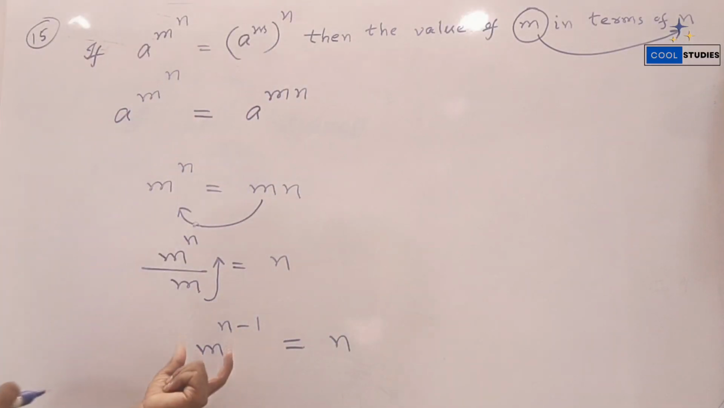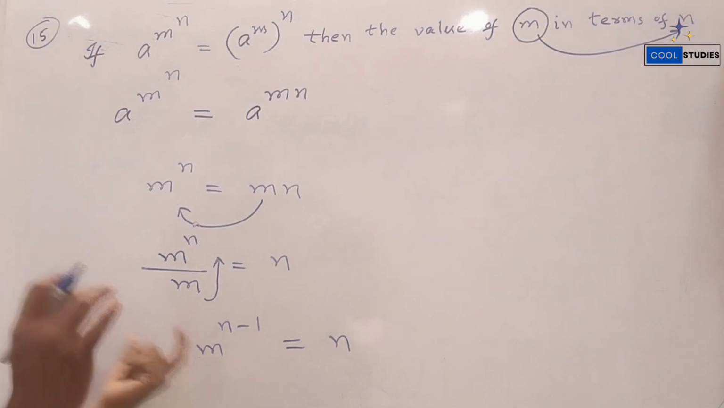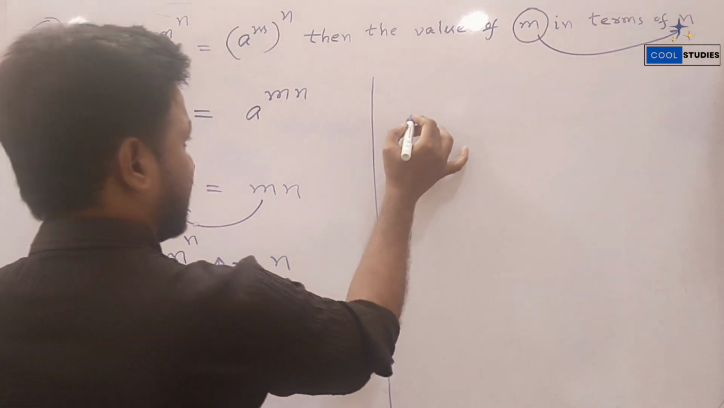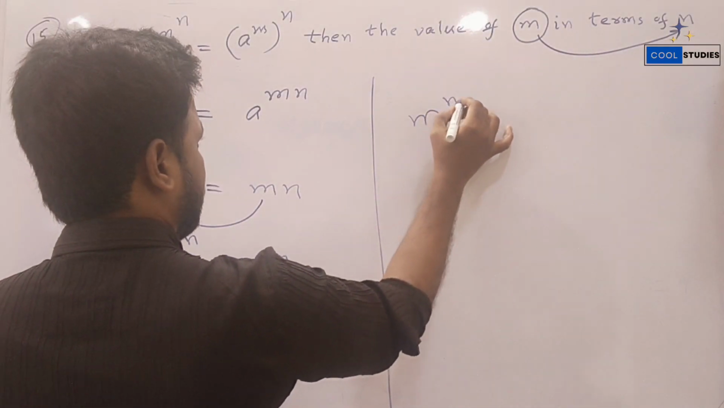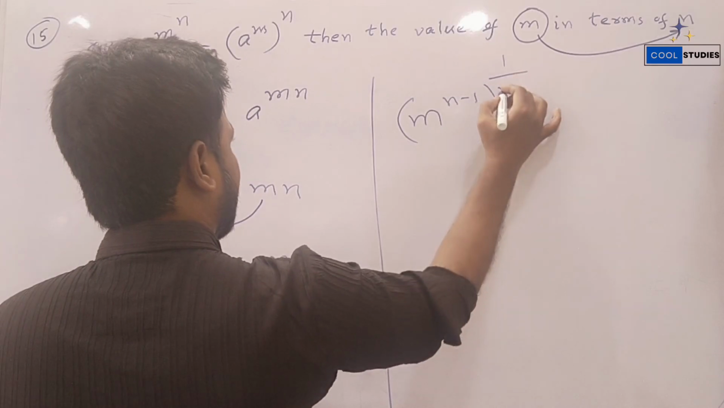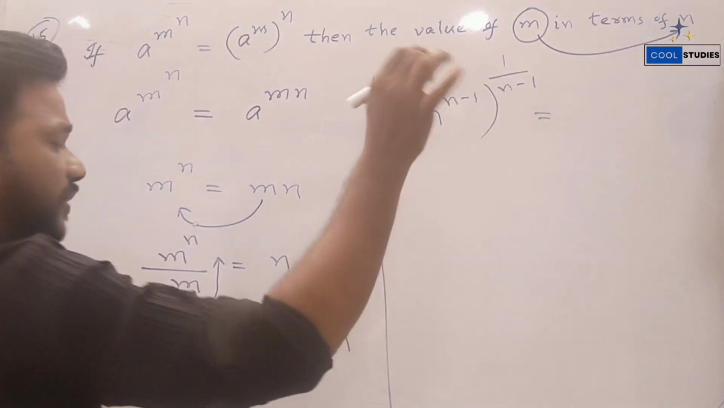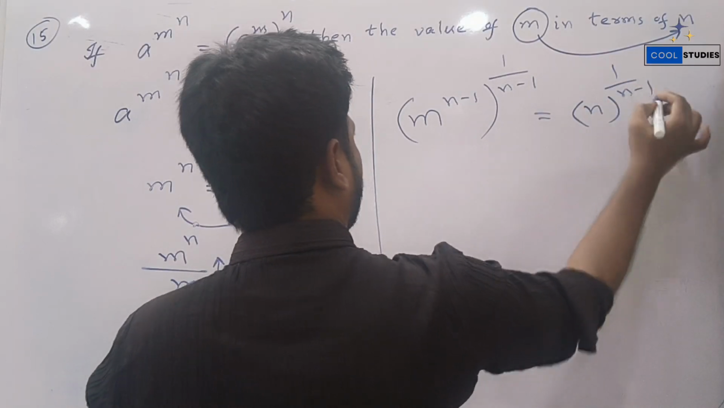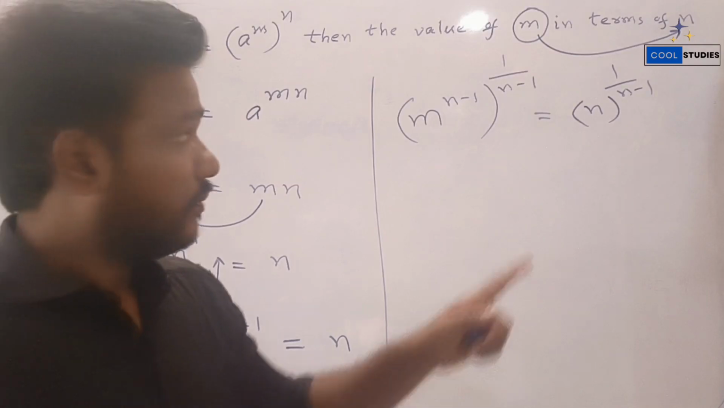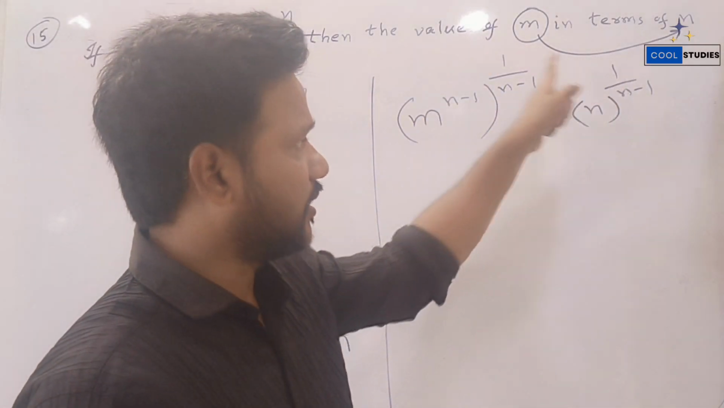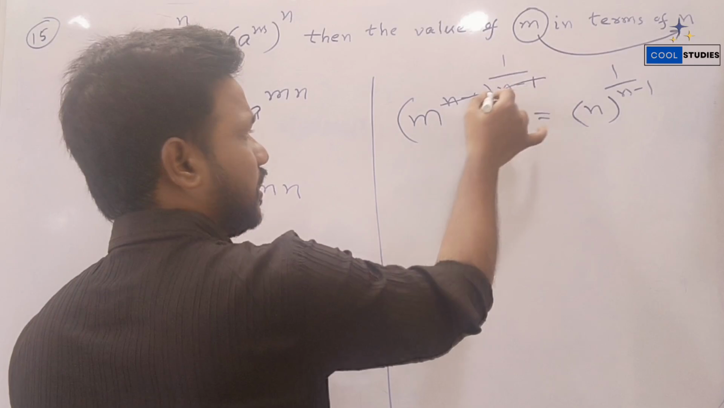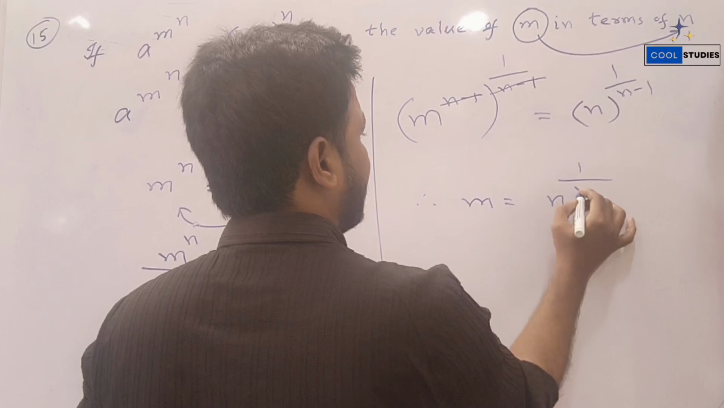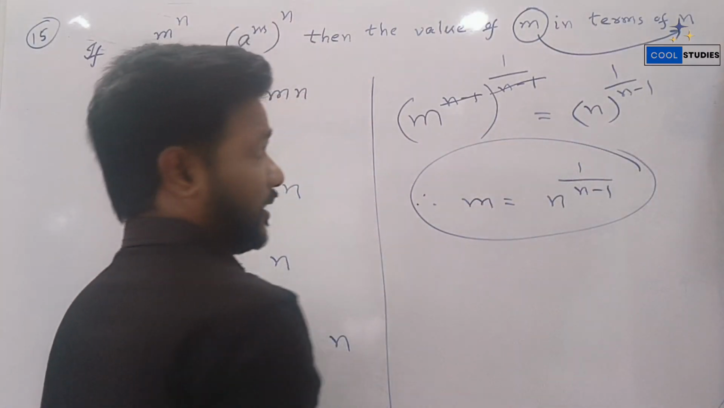I need the value of only m. So we have to cancel this power n minus 1. To cancel the power n minus 1, let us take the power 1 by n minus 1 on both sides. Then these two are cancelled, right? So finally we got m is equal to n to the power 1 by n minus 1. So this is your final answer.